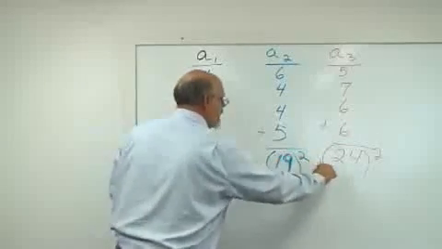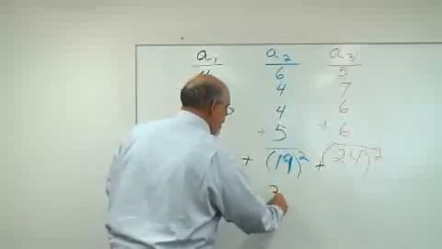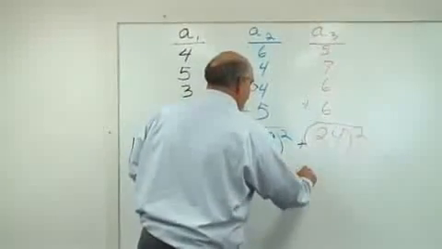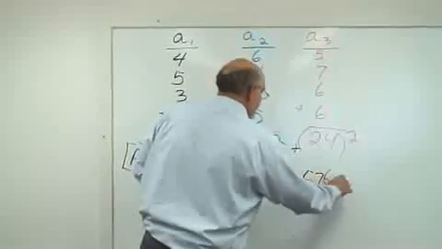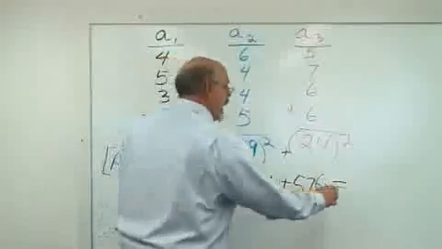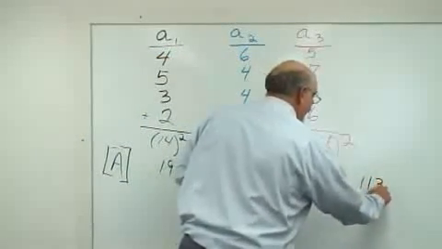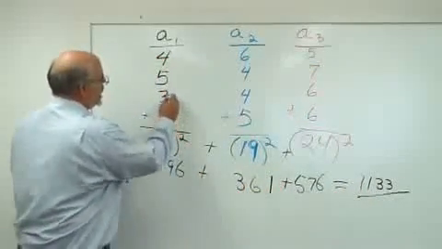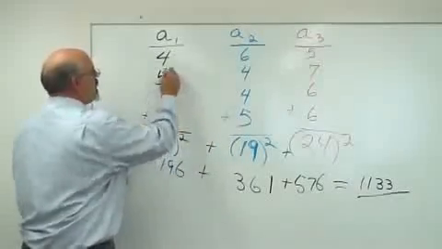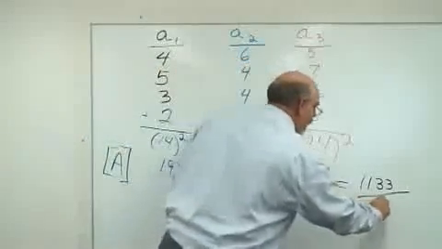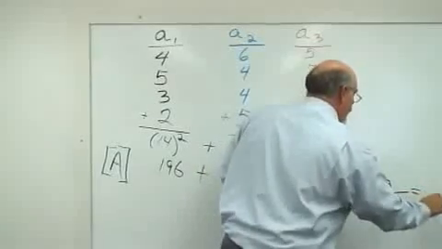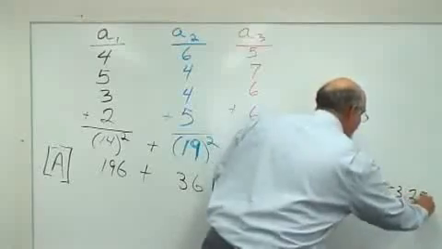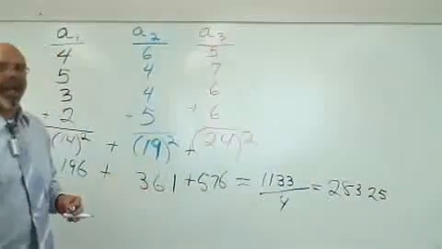You're going to add everything together. 19 times 19, I believe, is 361. 24 times 24, I believe, is 576. You get a grand total of 1,133. Important, you need to divide that sum by the number of individuals in the group. So there's 1, 2, 3, 4. There's 4 in each one, so you're going to divide this by 4. That gives you a grand total of 283.25. That is your A bracket.